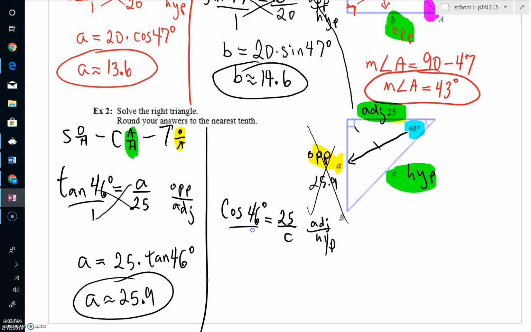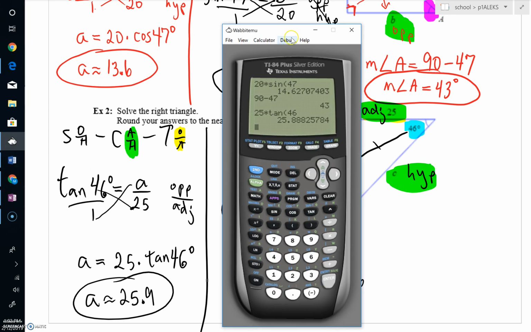Great review here. When we cross multiply, things look a little more complicated. You get C times the cosine of 46. 25 times 1 is 25. The problem is C is not by itself. It's not alone. So I'm going to divide both sides by the cosine of 46. Then what? Well, we get our calculator out.